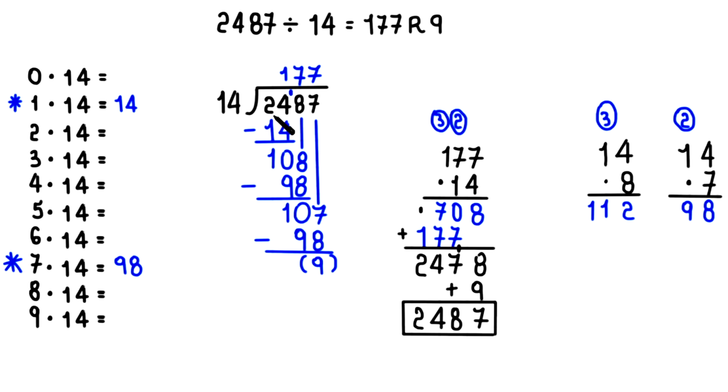Imagine there are 2,487 books, and you want to divide them equally among 14 schools. Each school receives 177 books, and there are 9 books left over, because you cannot divide 9 books equally among 14 schools, right? Divide the book in half, maybe. No, you won't do that.